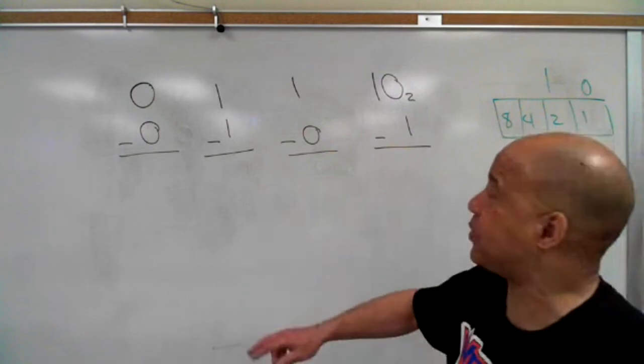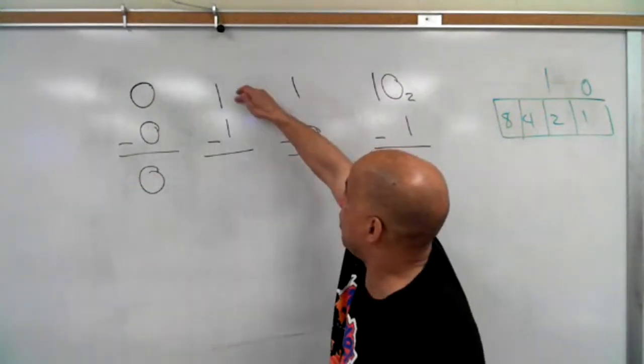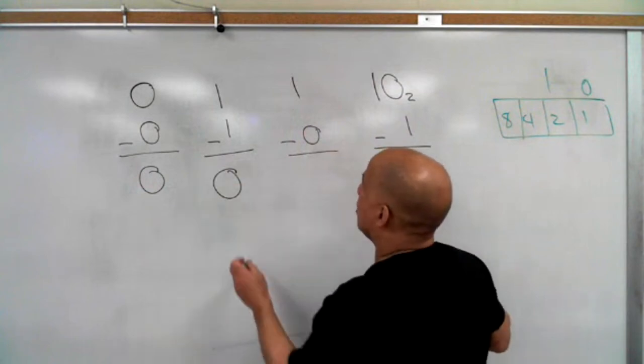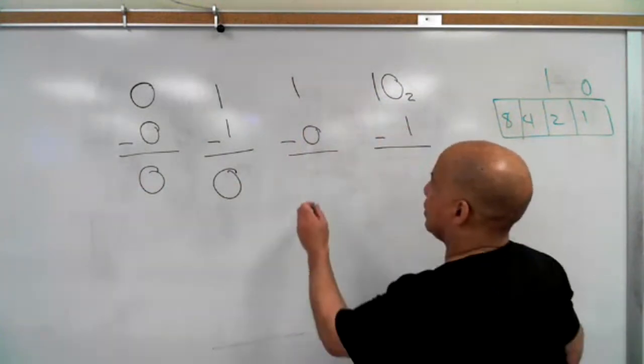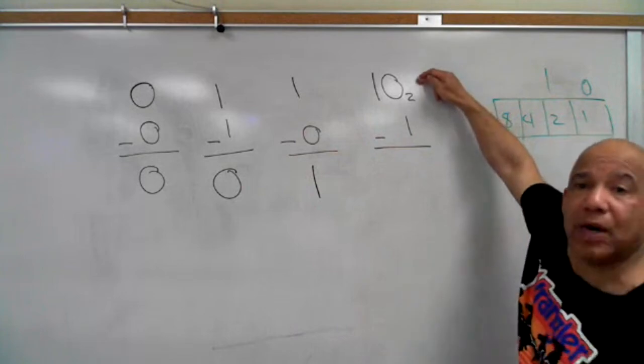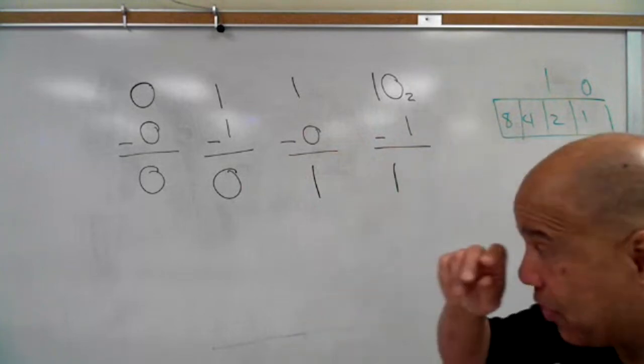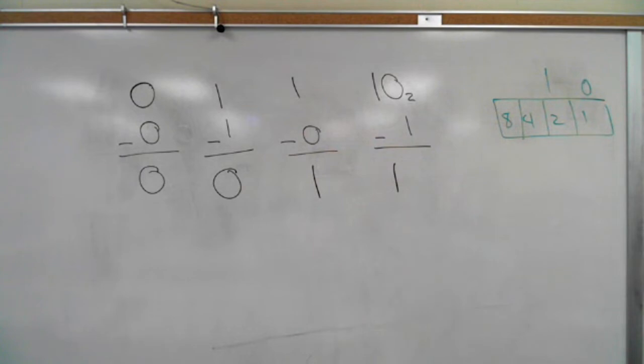So in any number system, 0 minus 0 is a 0. 1 minus a 1 is a 0. 1 minus 0 is a 1. Now right here, I got a binary 2 and I'm taking 1 away from it. What I have left over is a 1. So addition and subtraction rules are pretty easy.